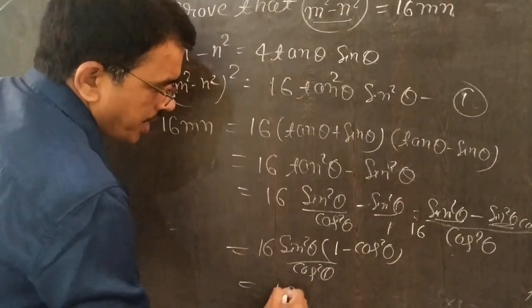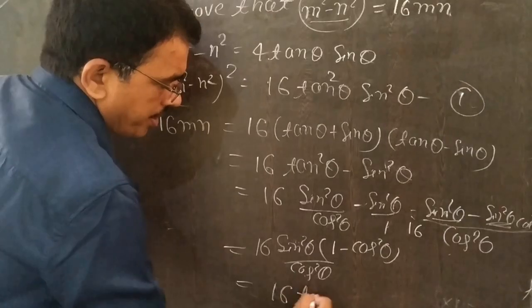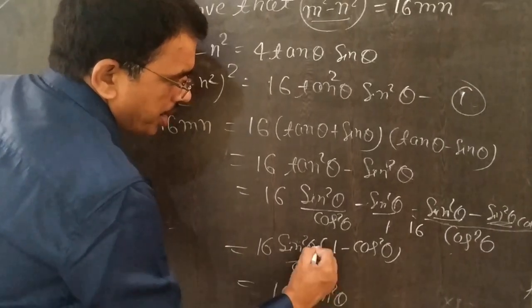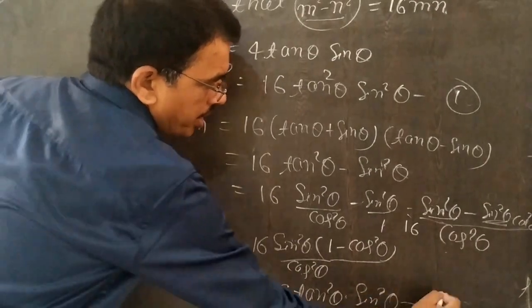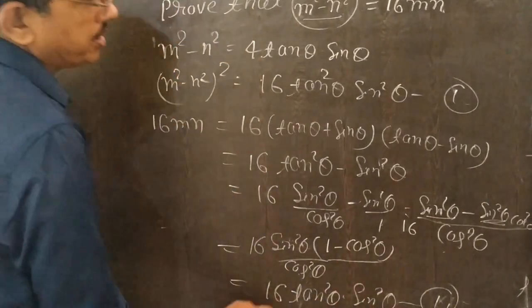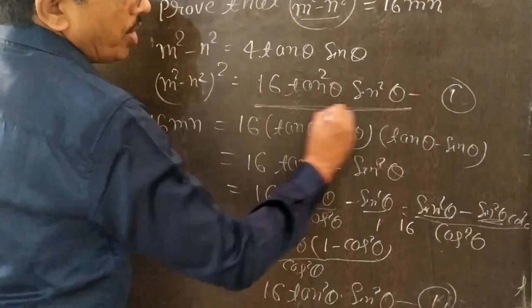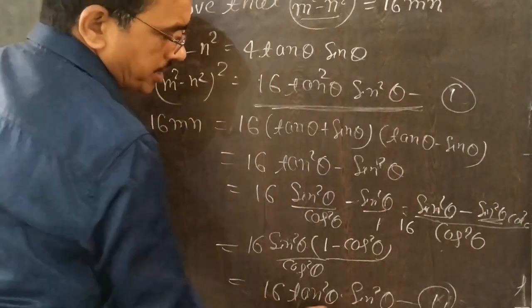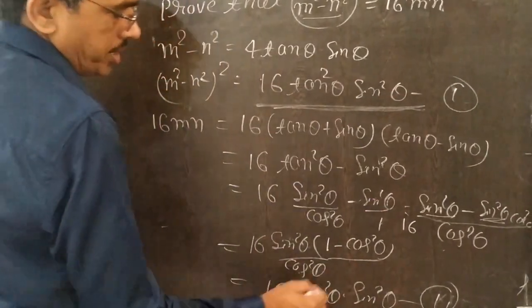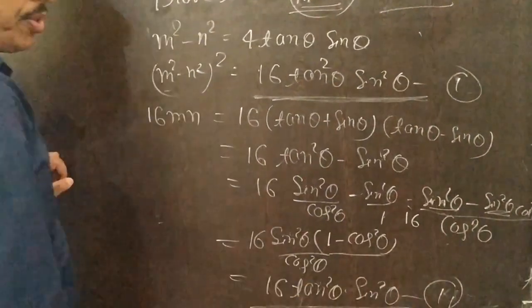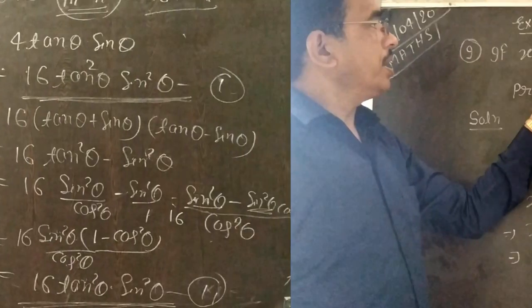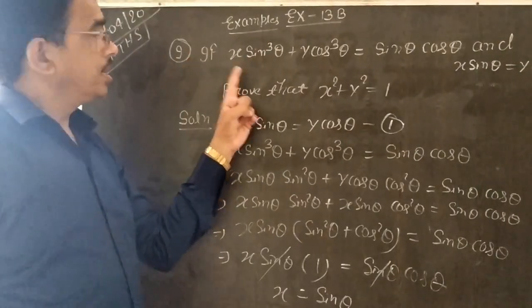What do you get? You get 16 times the value of tan square, into the value of sin square. Second, it is the RHS. So LHS is 16 tan square theta sin square theta, and RHS is also 16 tan square theta sin square theta. So we can say LHS is equal to RHS. That is proved.